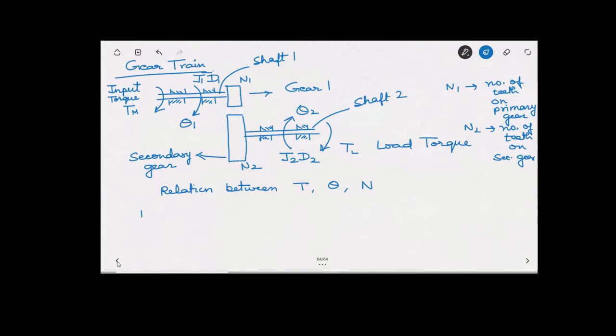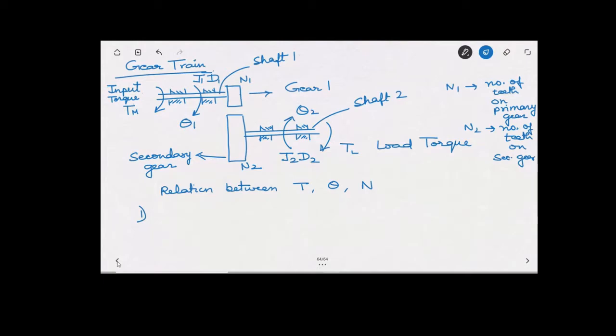So there are three assumptions. The first assumption is about the number of teeth on the surface of the gear. I will not write it out, rather I will write the equation directly and speak the sentence.